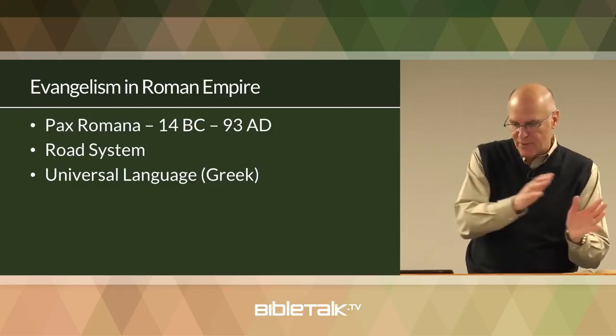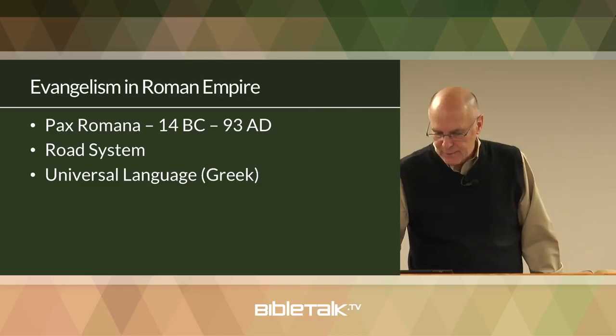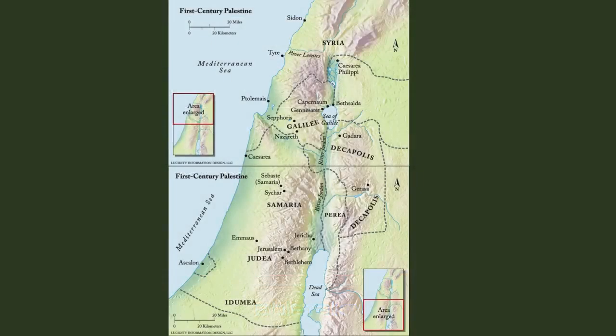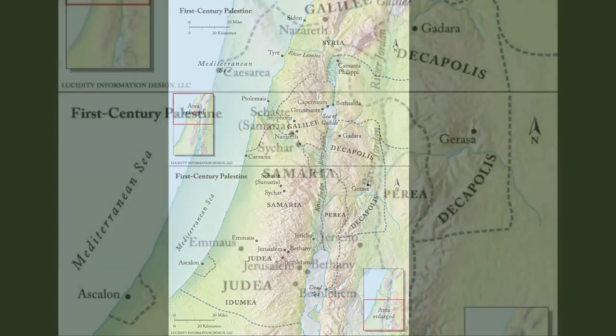So that's a little background about the eras. All right, a little bit more here, we're almost done. Let me show you a little map. You've probably got this map in your Bible. Key locations in Jesus' ministry.